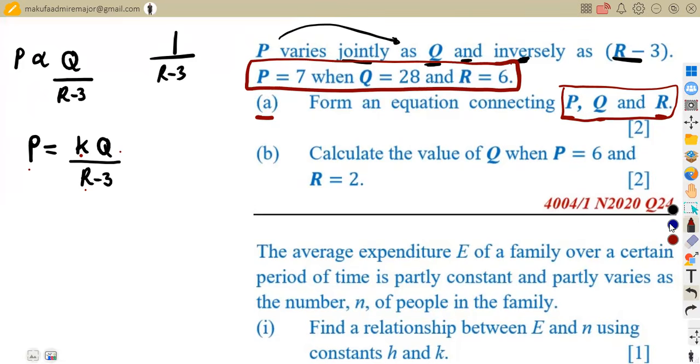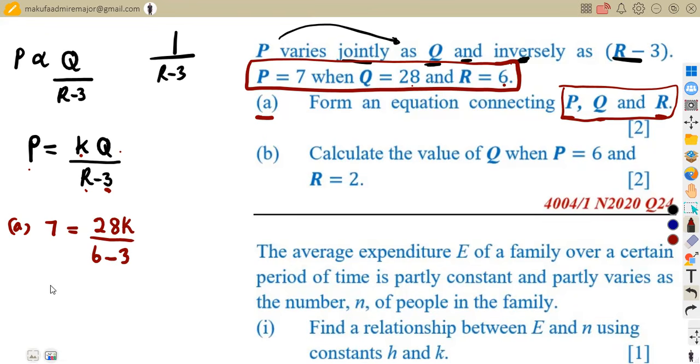So there we are given that P is equal to what? To 7. So this is our item A. P is equal to 7. So in place of P, we are going to substitute 7 is equal to 28 times K over R minus 3. Our R there is 6. So it's going to be 6 minus 3 in this case. All right, we are substituting the values that we are given to find K.